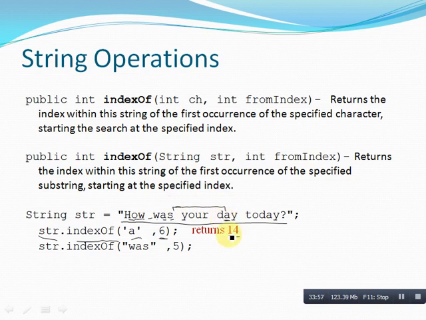And then "was" starting from the fifth position will return -1, because the fifth position is this one. From here start searching for "was", but there is no "was" after here, so it will return -1.